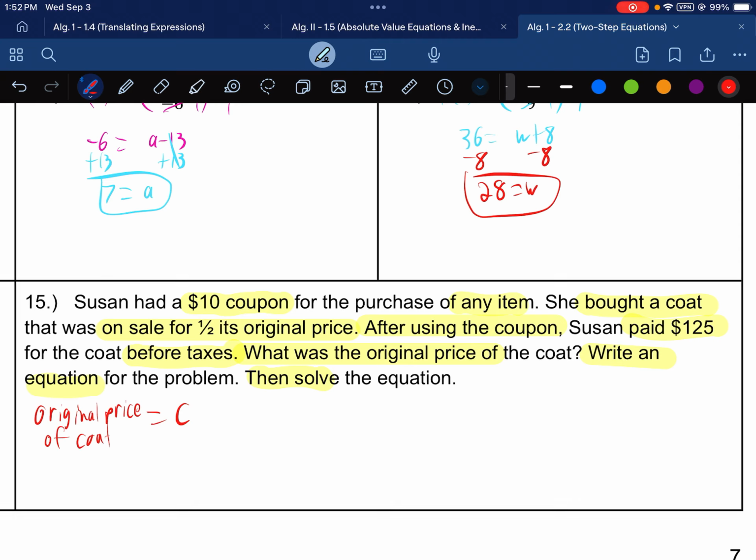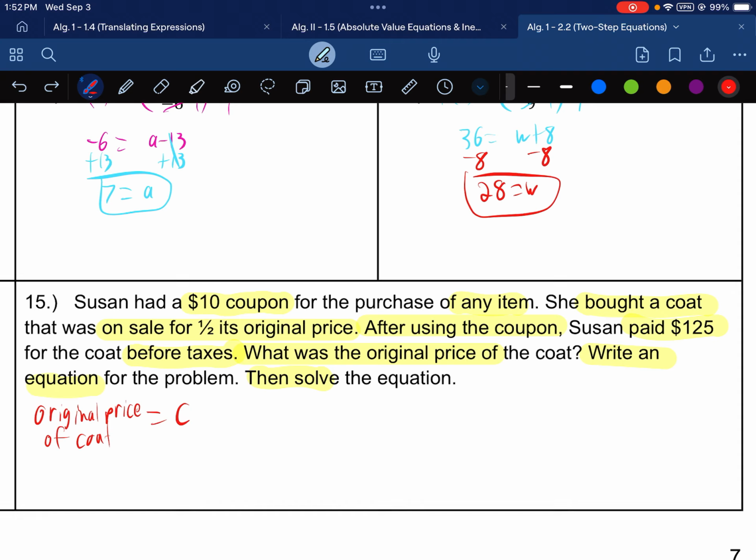You could use the letter C, for example, for a coat. You could use P for price. You could use X for just a common variable. I'm going to go ahead and use C for coat here. Once again, you could use any variable you'd like, as long as you define it as the original price of the coat.